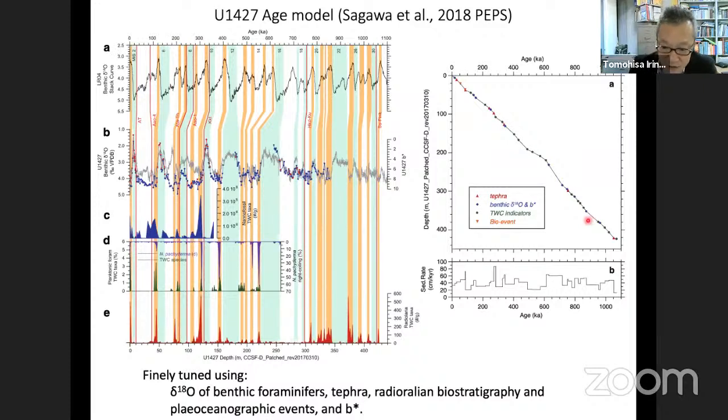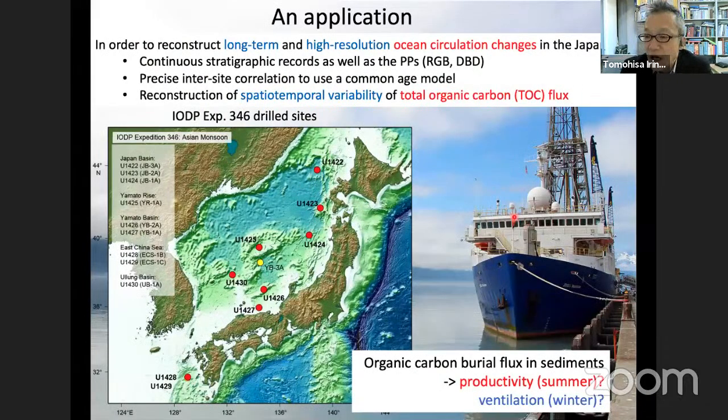Okay, now we can utilize the nearly common age models for the 7 sites, the cores in the Japan Sea IODP cores. So I'd like to utilize them to reconstruct the spatial temporal variability of total organic carbon flux for the last 1 million years.